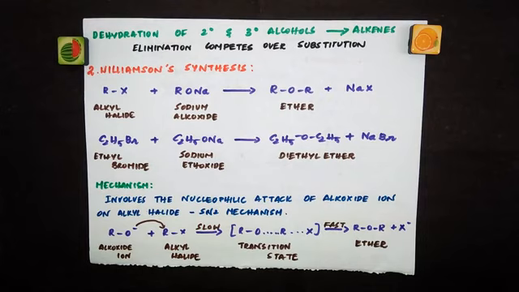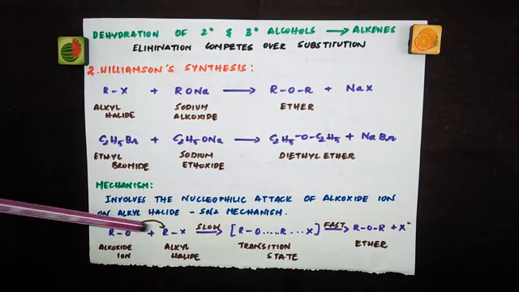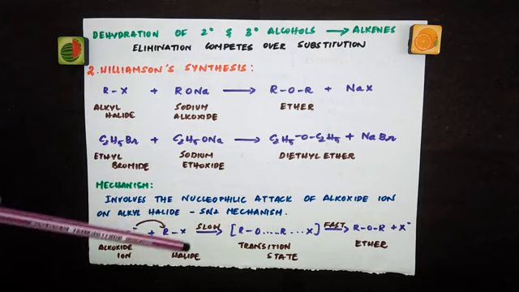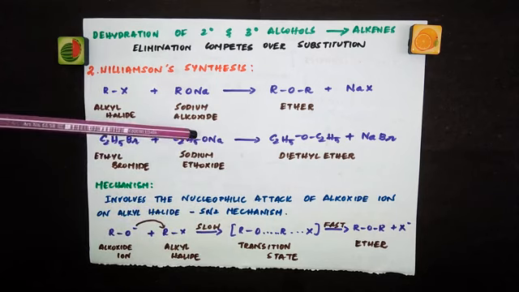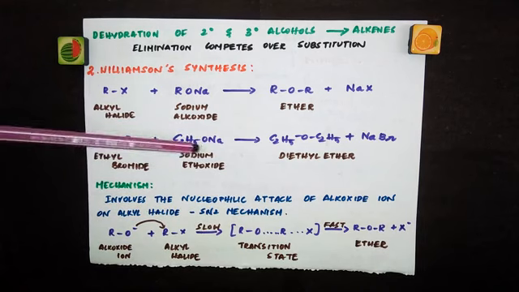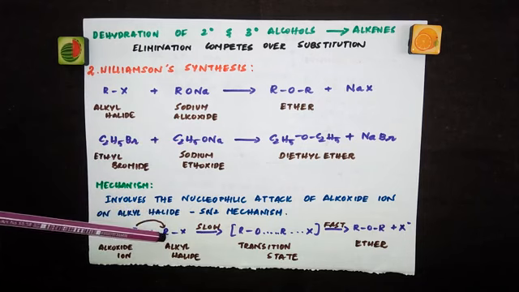Now this reaction also involves SN2 mechanism. See, it involves a nucleophilic attack of alkoxide ion on alkyl halide. So this is the alkyl halide. In this alkyl halide, this alkoxide ion, Na plus goes out, C2H5O minus, which is written as RO minus. This is going to attack this alkyl halide.